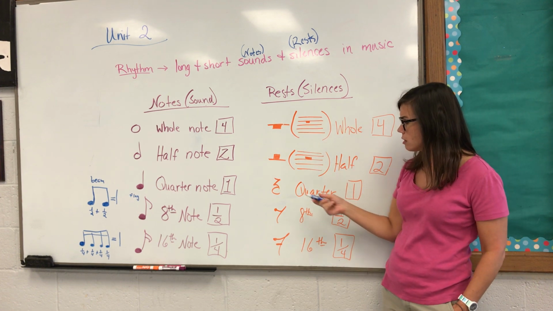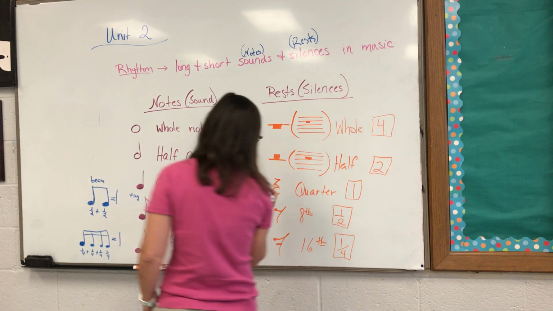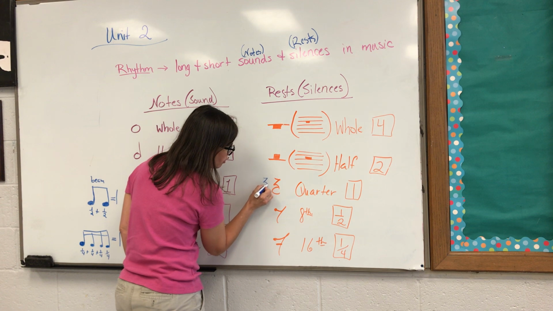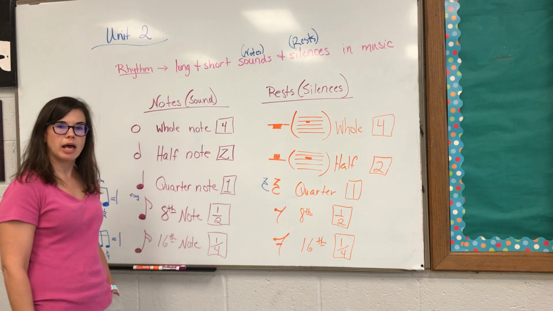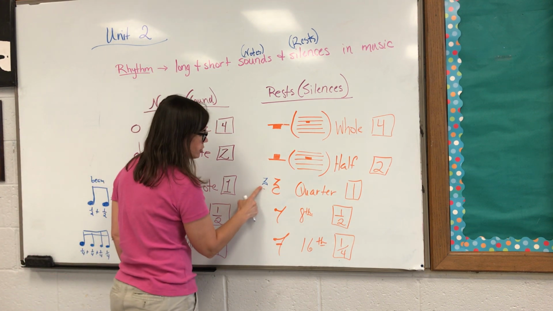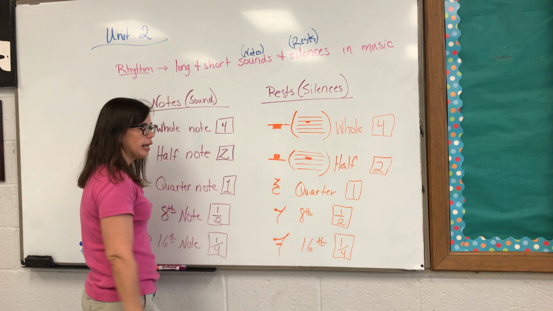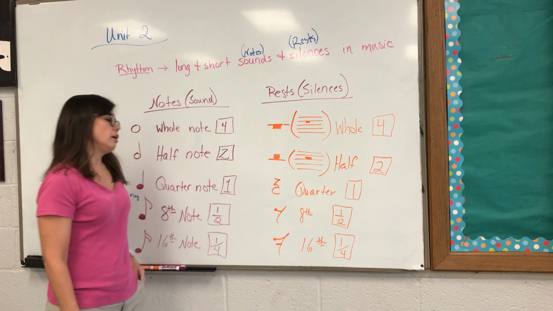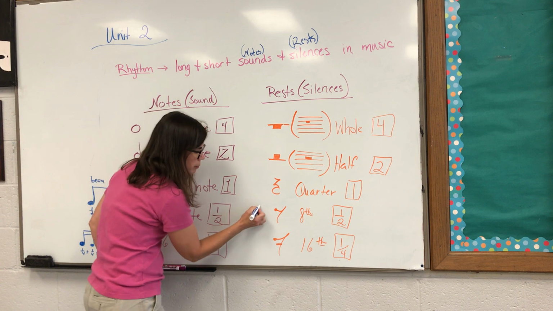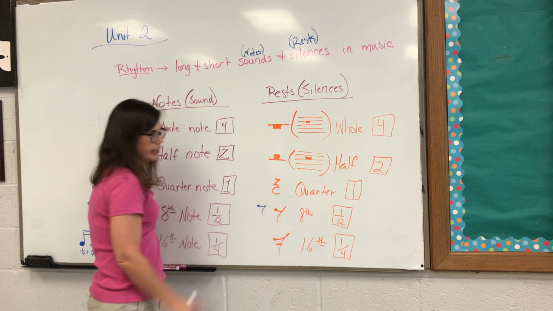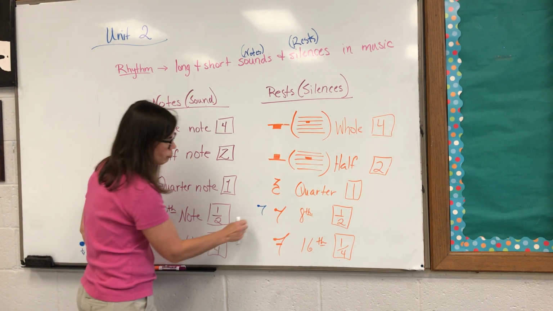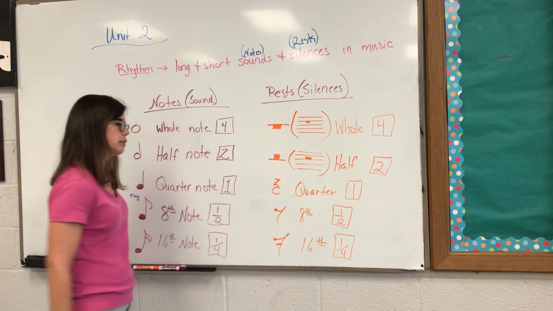Now a quarter rest is basically a Z with a C on the bottom. That's how I draw that. So if you have trouble doing that, that's how you do it. A Z with a C on the bottom. It gets 1 beat of silence. This is basically the number 7 with a fancy dot on the end. It's how I draw that one. It's an eighth rest, and it gets half of a beat of silence.